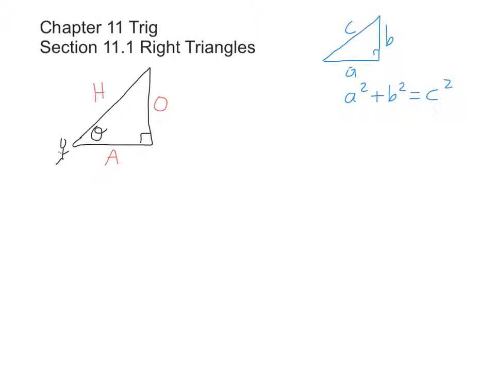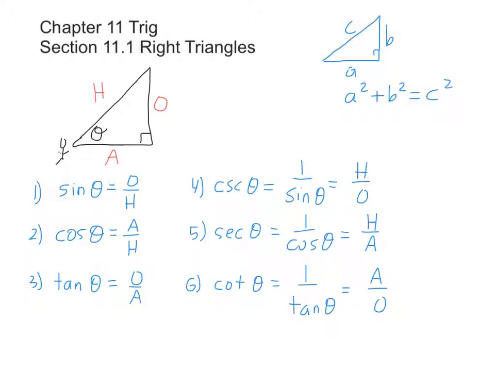Let's write them down. So here are the 6 trig ratios. Sine, cosine, and tangent are the 3 main ones that you're required to know. The other ones are born from the 3 original: sine, cosine, and tangent. They're known as the reciprocal trig identities. So let's start with sine.